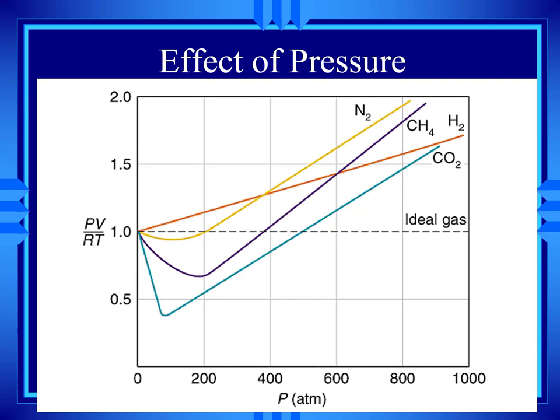Okay, so this is a graph of PV over RT. So PV over RT is n. They set it up so PV over RT was 1 mole. And for an ideal gas, no matter what I did to the pressure, PV over RT would always be 1 mole.